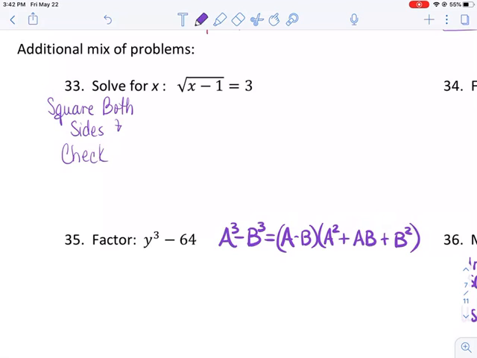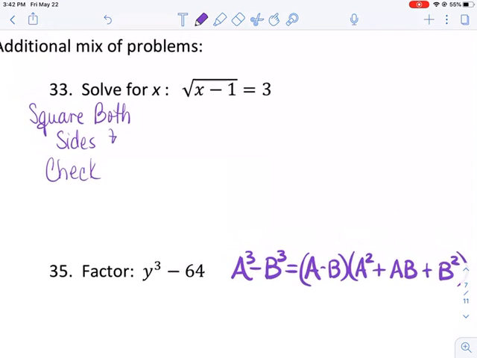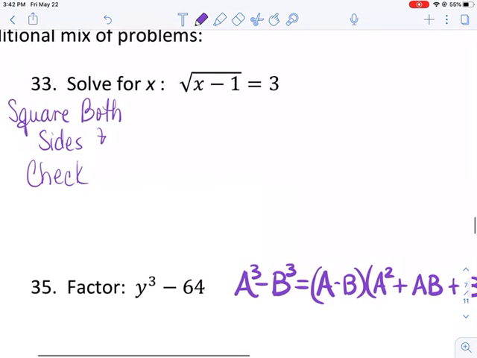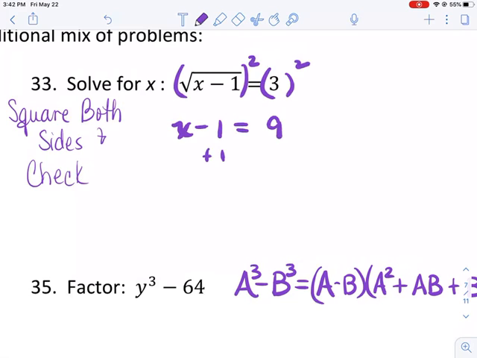So right now I'm going to solve for x in problem number 33, and you want to square both sides and then check your answers. So we're going to square the left and square the right, giving us x minus 1 is equal to 9, and then we're going to add 1 to both sides, giving us the answer x is equal to 10. There's our answer for the first problem.